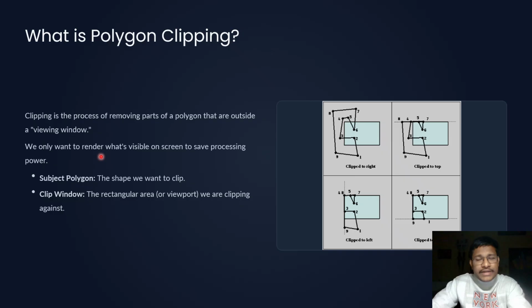This concept is majorly concerned with two things: the subject polygon and the clipping window. The subject polygon means the shape which we want to clip, and the clipping window is the area on which we have to clip the shape.